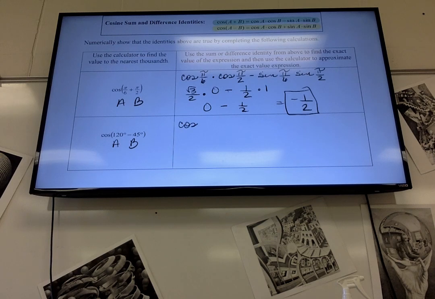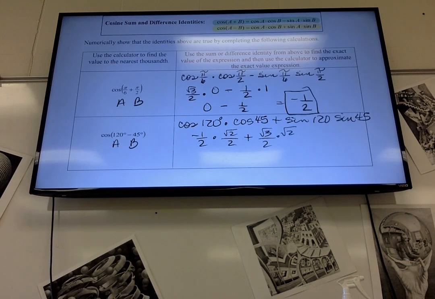Cosine of 120 times cosine of 45, plus sine 120 times sine 45. Okay, and then we use our trig chart. Cosine 120 is negative 1 over 2. Cosine of 45 is square root of 2 over 2. Sine of 120 is square root of 3 over 2. And the sine of 45 is square root of 2 over 2.